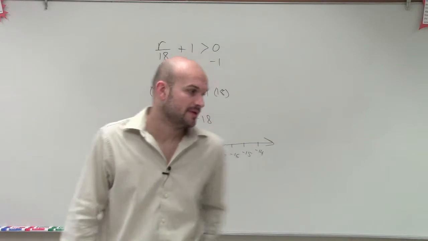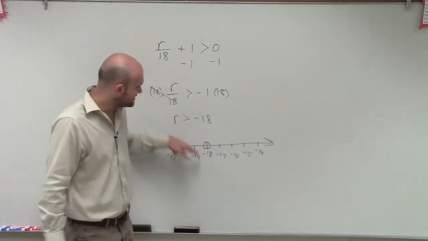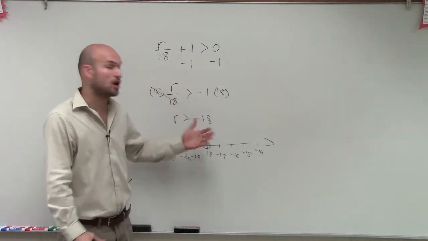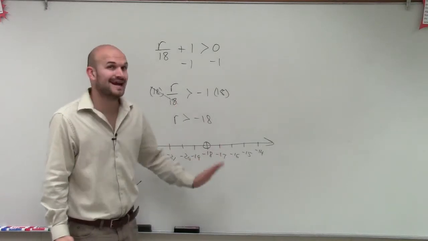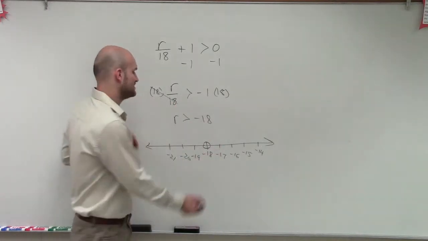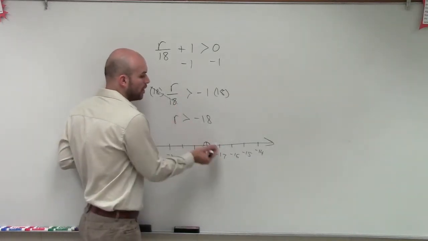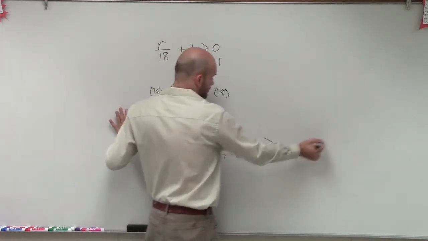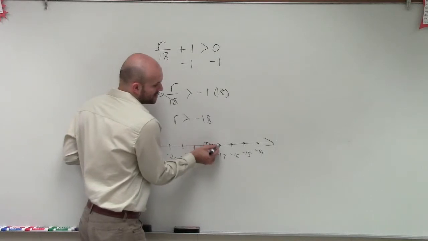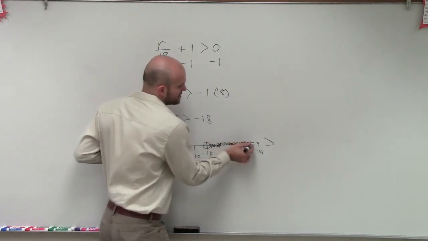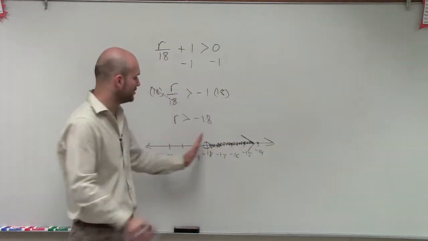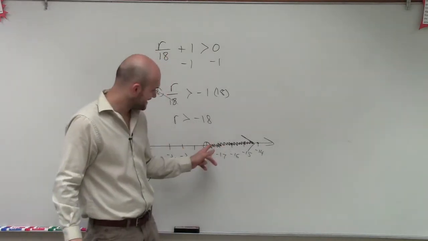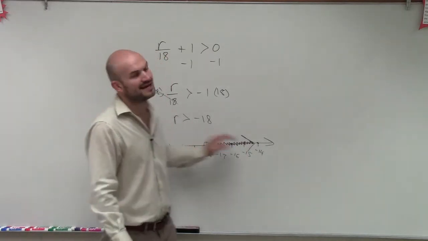Then what I'm going to do is say, all right, is negative 18 a part of my solution? Well, no. r is greater than negative 18. It is not equal to negative 18, so I'm going to keep this open. However, all numbers that are greater than are going to the right, and they're going to continue going to the right. So I'm going to shade all the numbers by drawing this line, and then draw a big arrow saying, all numbers that are greater than negative 18 are represented with this line, and also going in the positive direction.